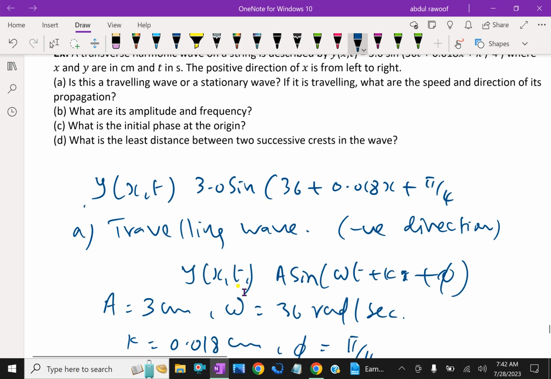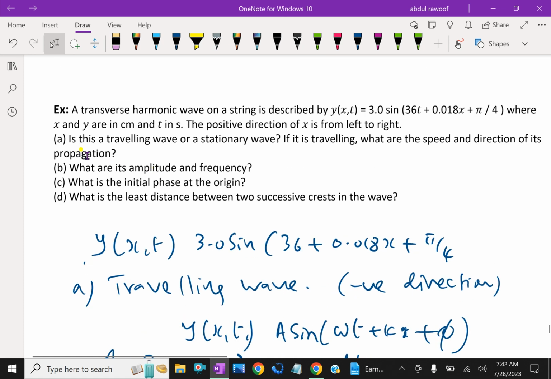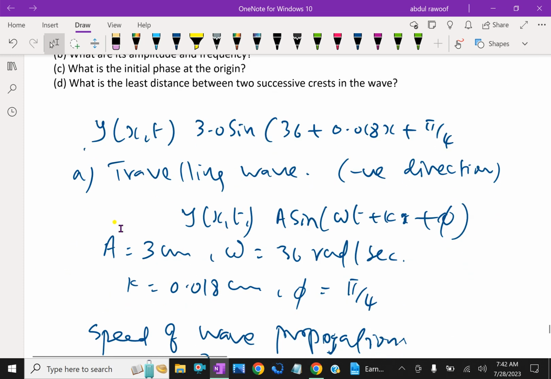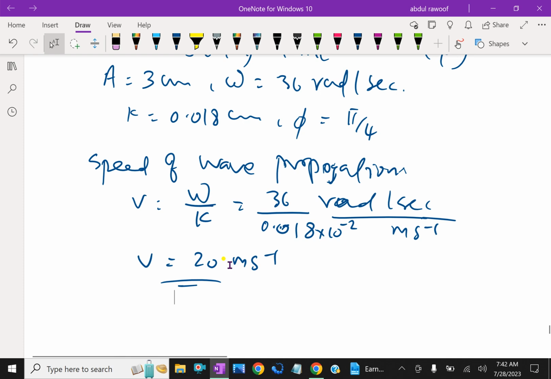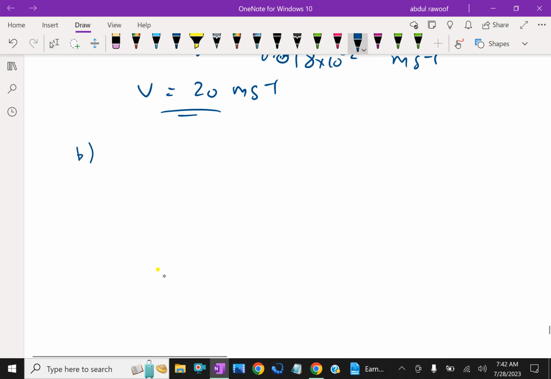Therefore, we got it. The first one: is it a traveling wave or stationary wave? It's a traveling wave. If it is traveling, what are the speed and direction of its propagation? The speed of propagation is 20 meter per second and the direction is negative. Then next one, B, amplitude A equal 3 centimeter, which gives 0.03 meter.